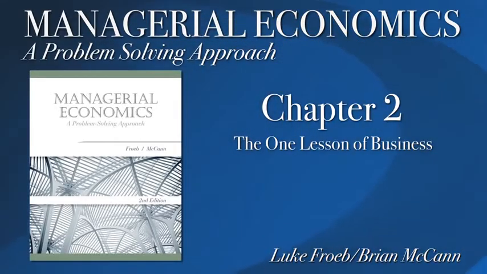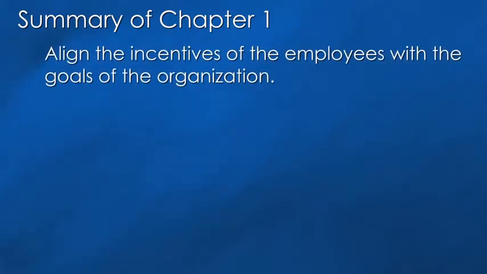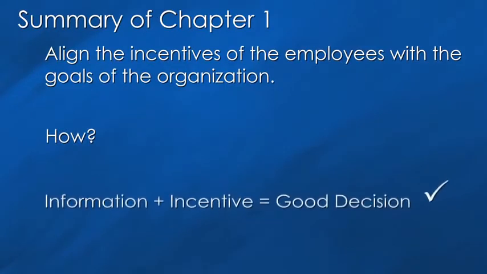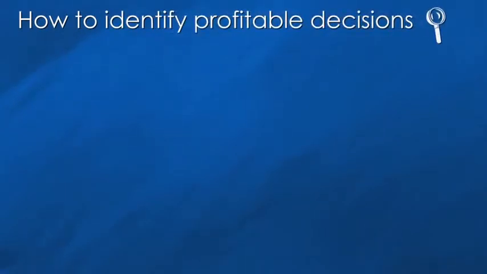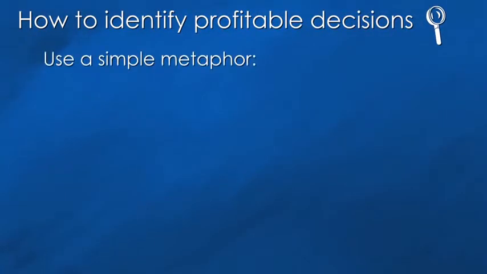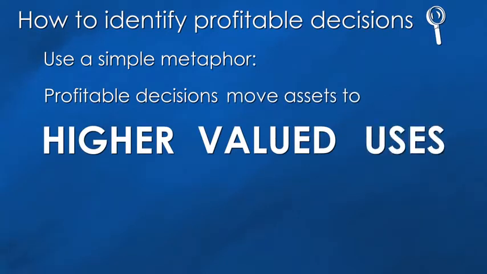Last lecture, we showed you how to align the incentives of employees with the goals of an organization. By this we meant give employees enough information to make good decisions and the incentive to do so. This lecture shows you how to identify profitable decisions in general. We use a simple metaphor that profitable decisions are those that move assets to higher valued uses. This simple metaphor can be applied to almost any decision to figure out whether or not it's profitable.